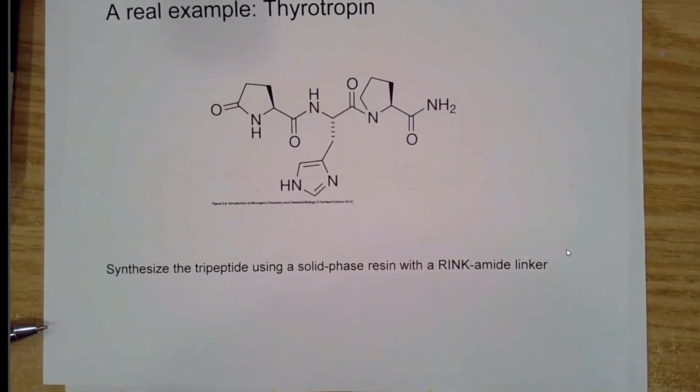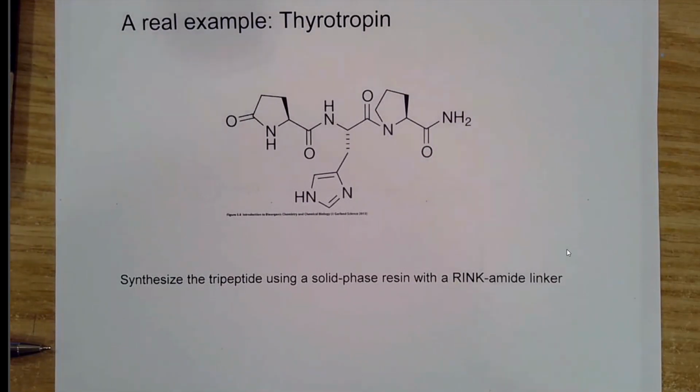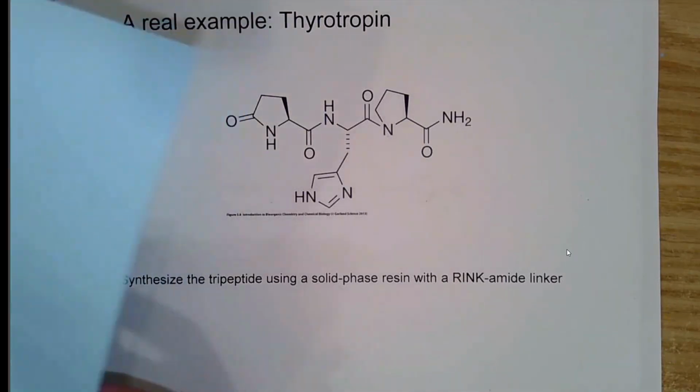All right, so let's go through an actual real-life example, and here's the task at hand. It's called thyrotropin. It's actually a peptide hormone, and the question is: synthesize the tripeptide using solid-phase resin with a Rink amide linker. Okay.